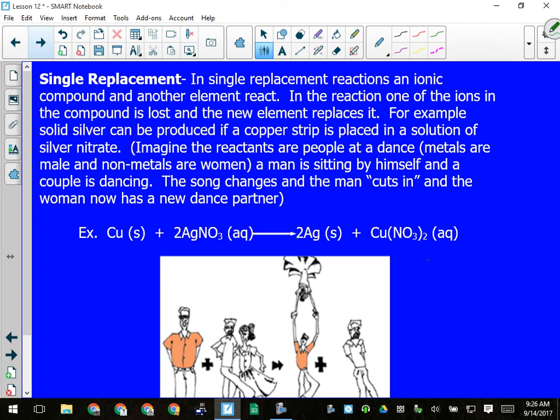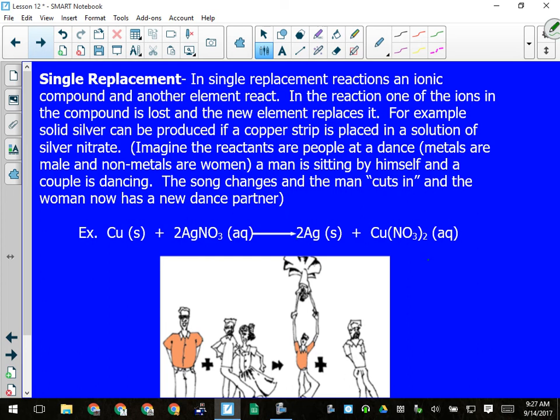So, how do you know it's a solid? Well, because silver is a metal, right? So when it comes out and it's by itself, it has to be a solid. That's just how silver exists. Okay, so in a double replacement reaction, whatever is by itself replaces what it's like in the ionic compound. So since this is a metal, it replaces the metal. If this was a non-metal, then it would replace the non-metal.